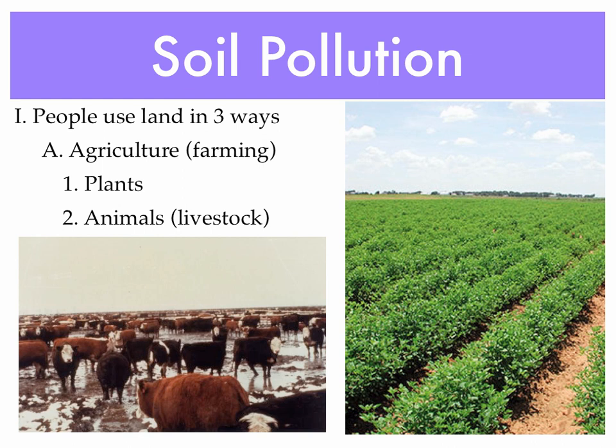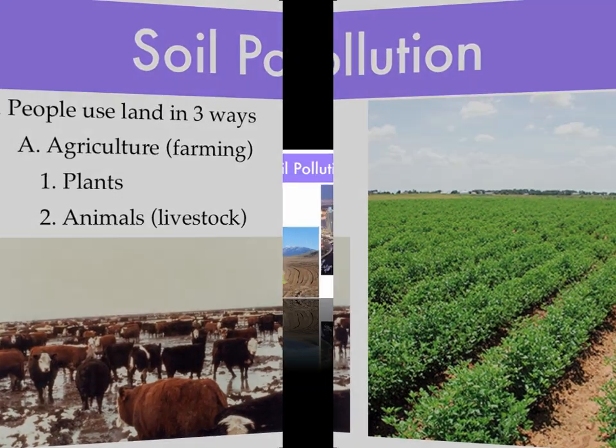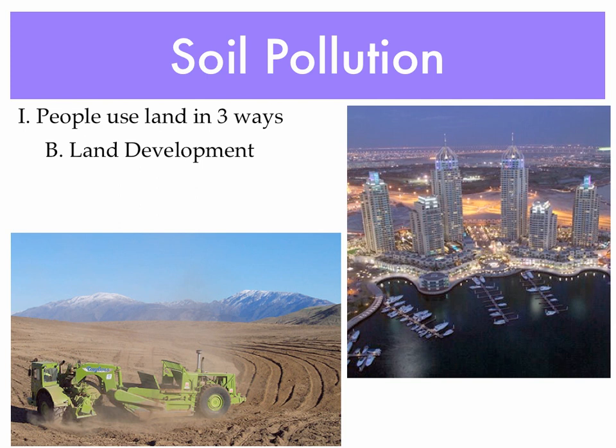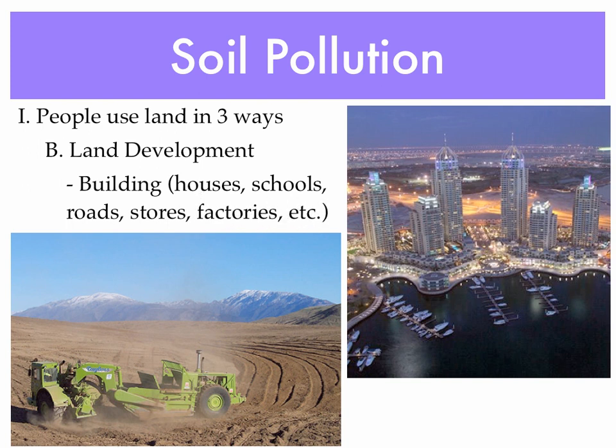Another way people use land is by developing it, creating buildings and cities and roads, factories, schools, all sorts of things. We build on the land, or we grow food on the land. So all of those things, those building houses and schools, those are all ways that we can develop the land. We might, A was agriculture, growing food on the land.